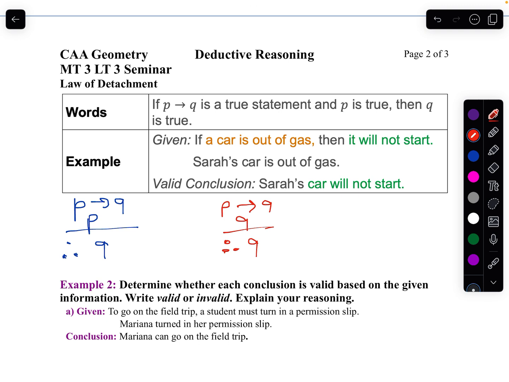So for example, if I use the same example I gave you, if a car is out of gas, it doesn't start. Well, if your car doesn't start, we know the car doesn't start. We don't know why. It could be out of gas, the battery could be dead, or you could be using the wrong car. There's a whole bunch of reasons that will happen. So it only works if the hypothesis is true. You've got to know P happens.